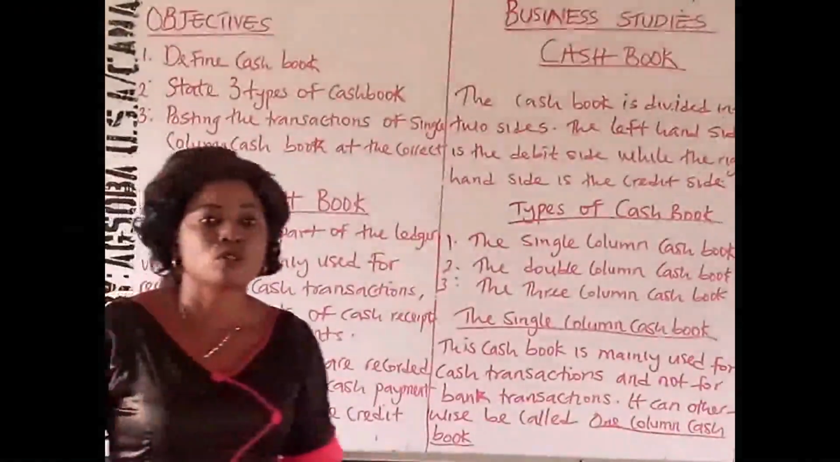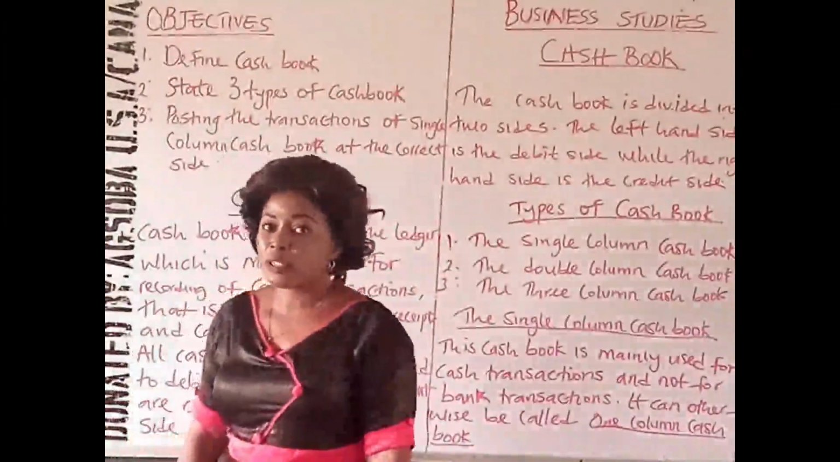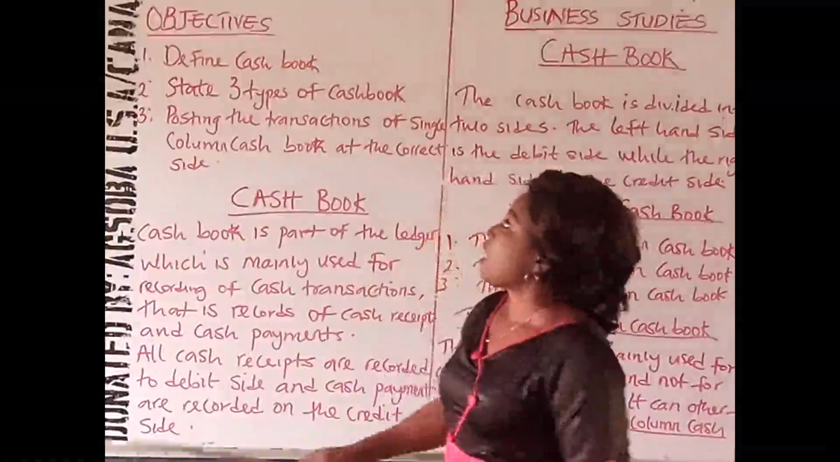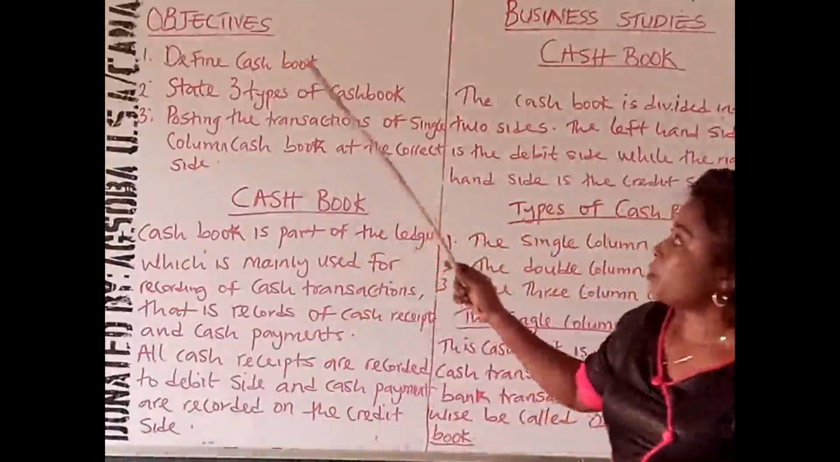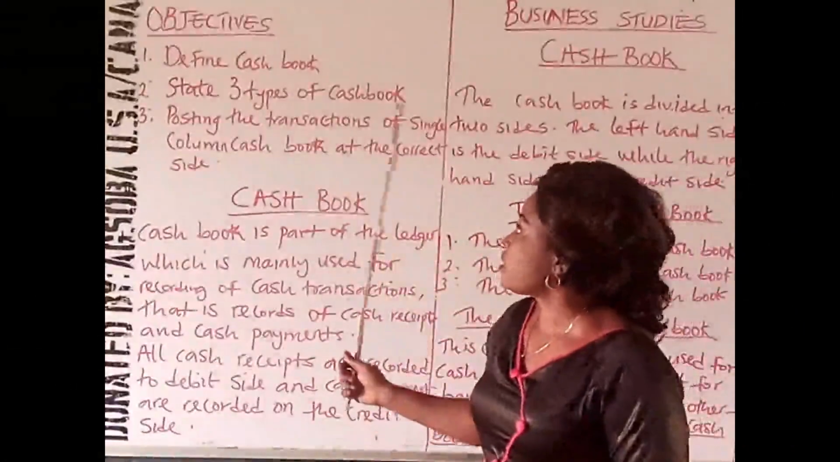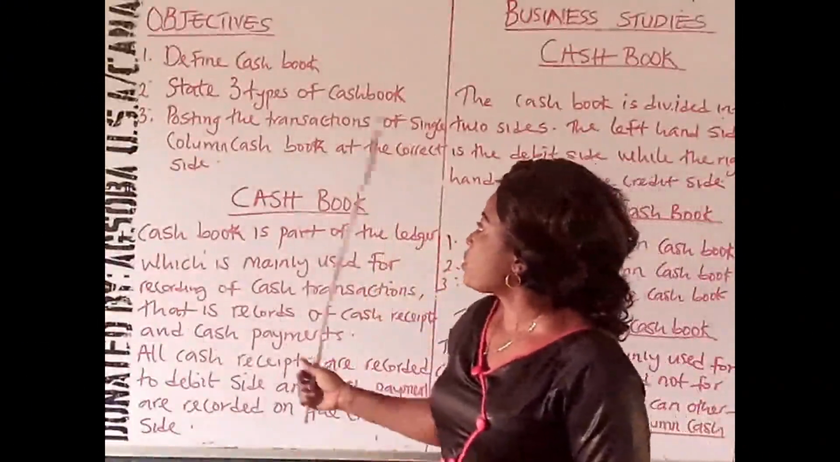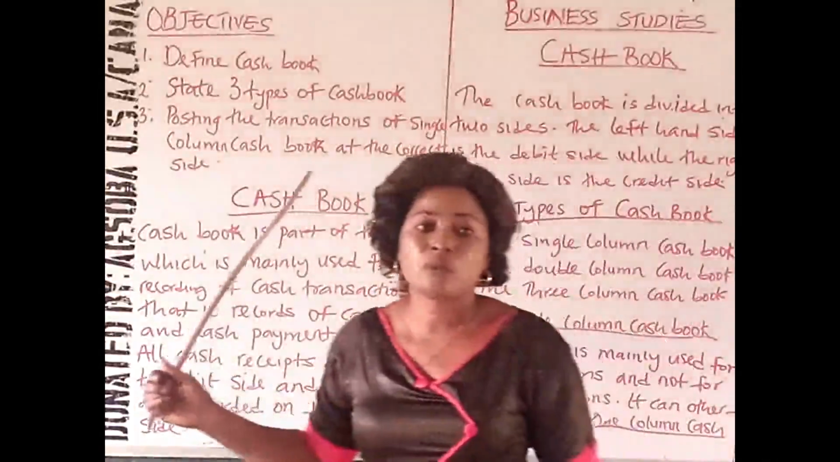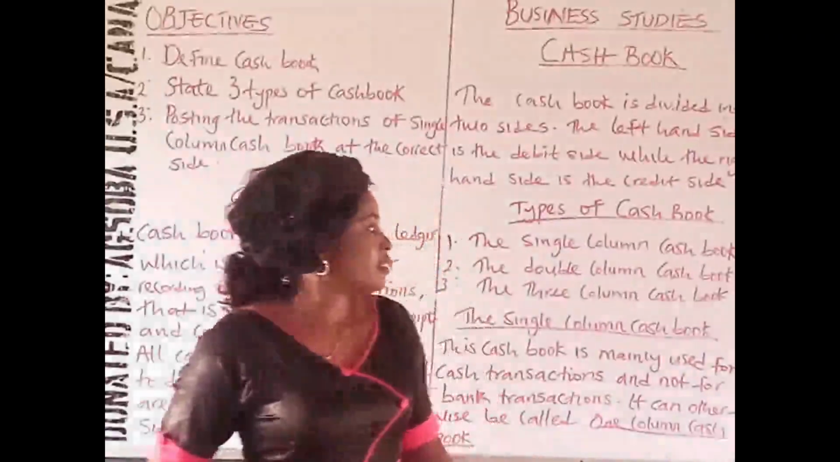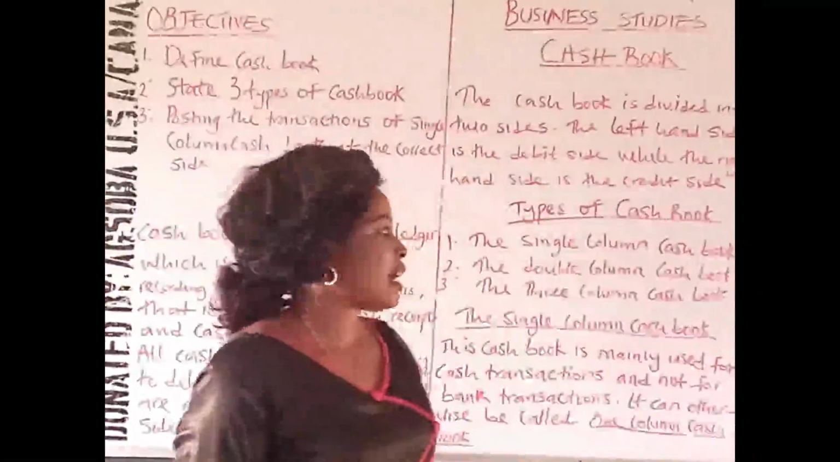But before we go into the topic, let's quickly see our objective for today's lesson. At the end of this lesson, you'll be able to define cash book, state three types of cash book, and post the transactions of a single column cash book into the correct side. Now, let's go to the meaning of cash book.